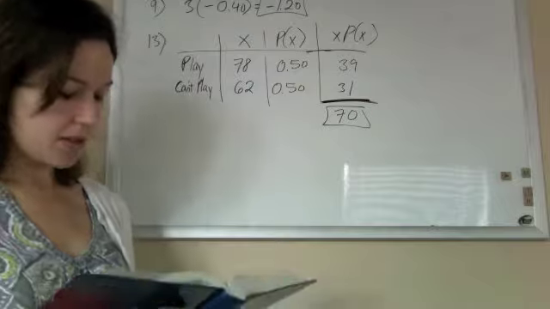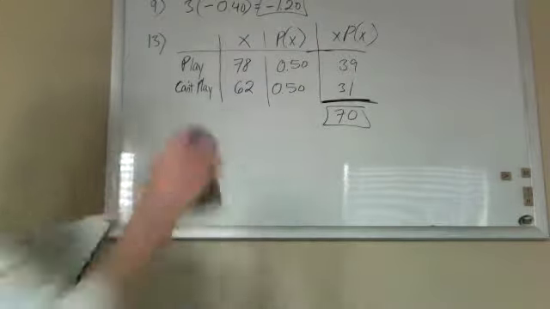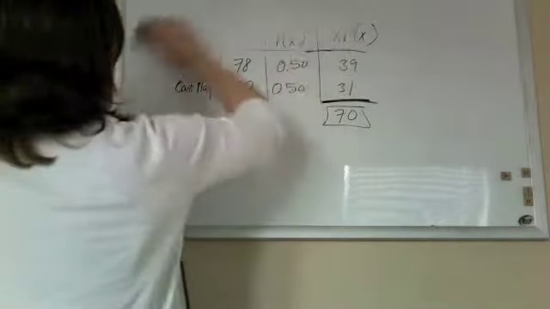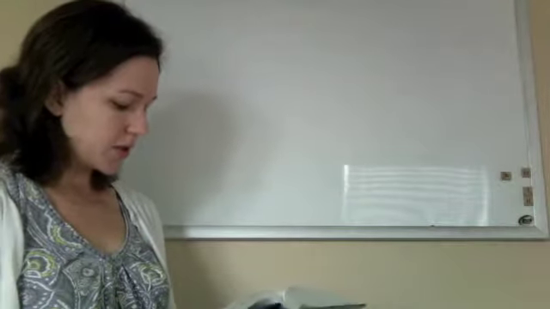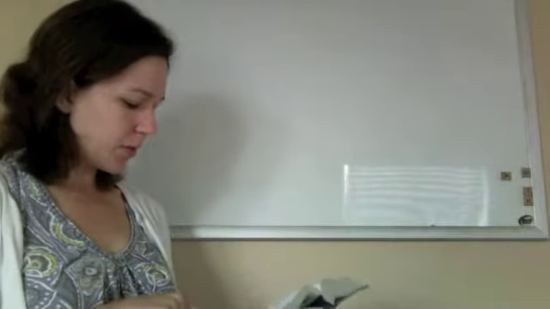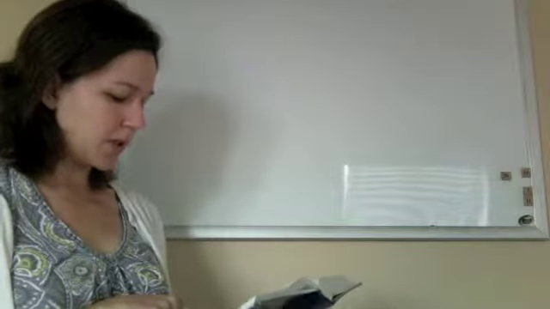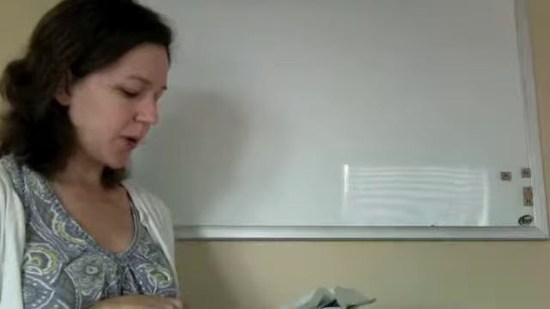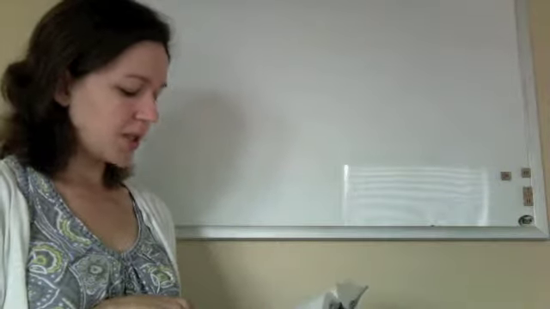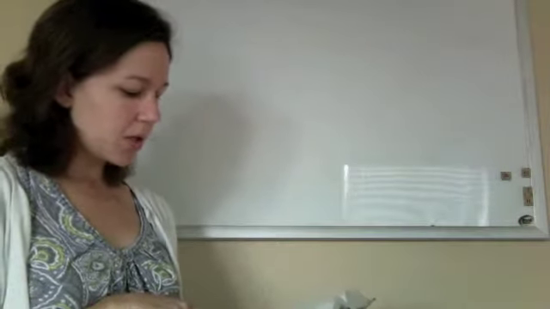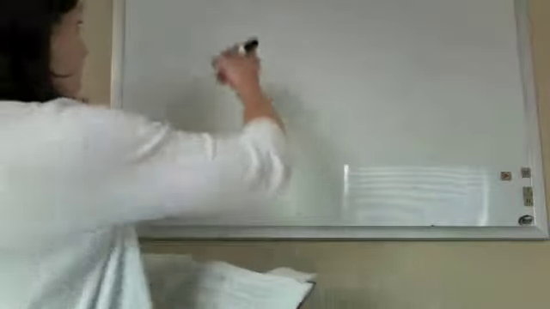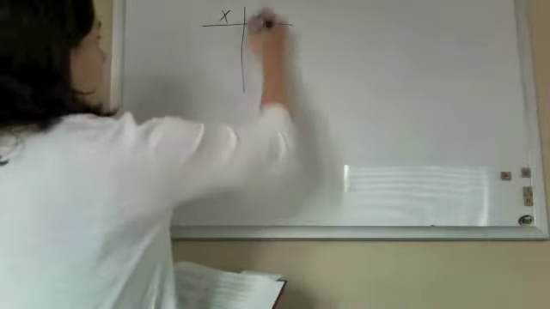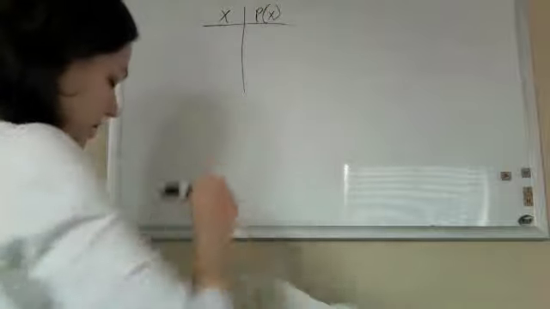Moving on to 17. The Triple L Investment Club is considering purchasing a certain stock. After considerable research, the club members determined that there's a 60% chance of making $10,000, a 10% chance of breaking even, and a 30% chance of losing that much. Determine the expected value. So again, we're going to list out our possibilities and the probability of each possibility.